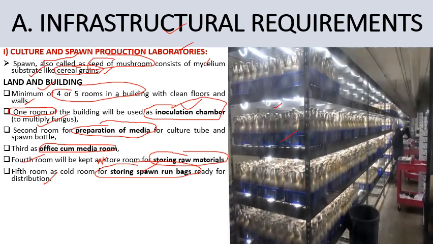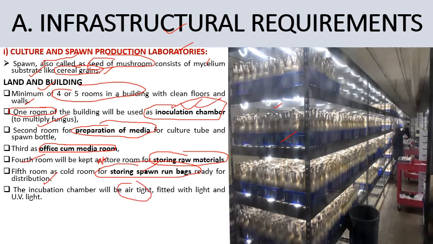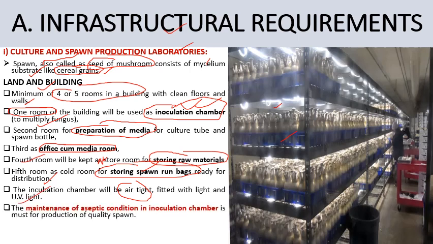So this is the fifth room, which is required for storing the spawn. Then the incubation chamber, it should be airtight and fitted with light and UV light. So it should be airtight, and along with that there should be a source of light, like a UV light source.